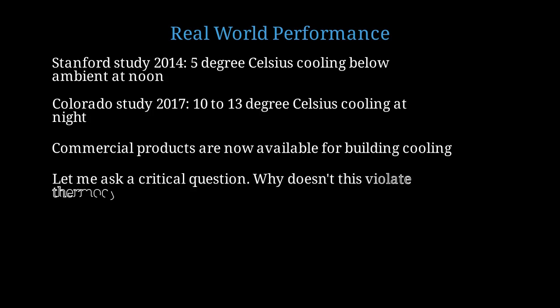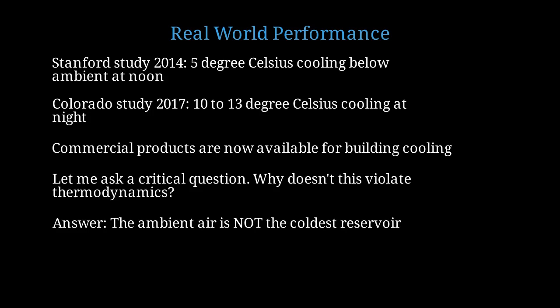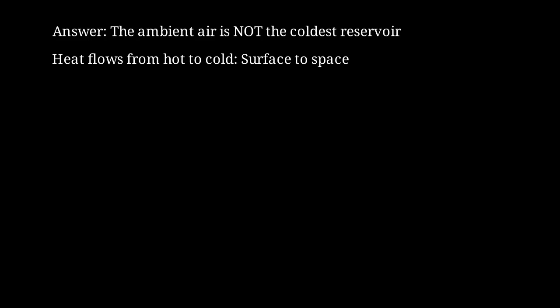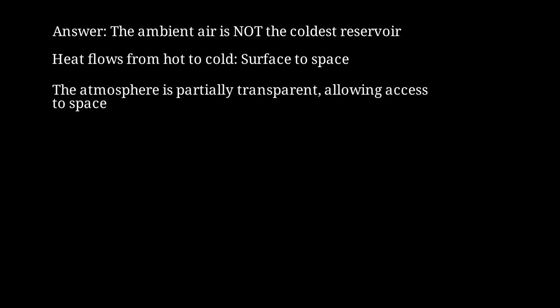Now let me ask a critical question. If we're cooling something below the ambient air temperature, why doesn't this violate the second law of thermodynamics? The answer is that the ambient air is not the coldest reservoir in the system. The actual cold reservoir is outer space at 3 Kelvin. Heat is flowing from hot to cold, from the 300 Kelvin surface to the 3 Kelvin cosmic background. Thermodynamics is perfectly satisfied. The key is that the atmosphere is partially transparent in the 8 to 13 micrometer window, allowing the surface to access this ultra-cold reservoir.